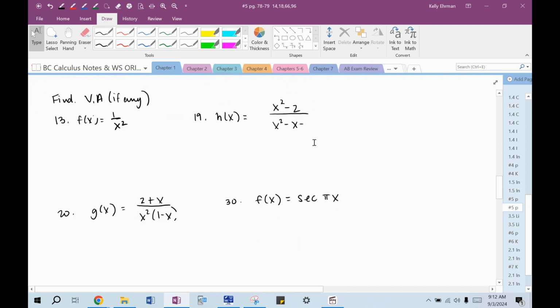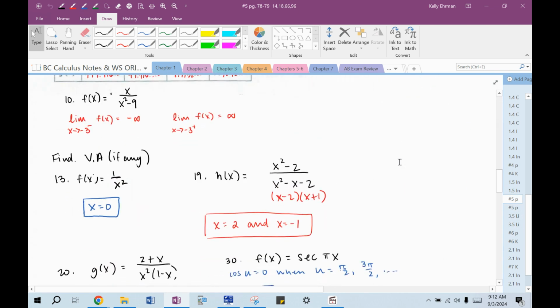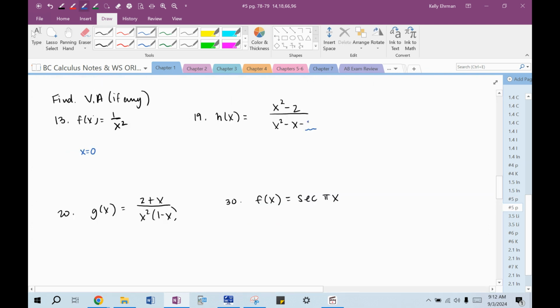Find vertical asymptotes, if any. So this should be pretty easy. We're just setting the denominator equal to 0. So here it's x equals 0. I erased this number. Let me see what this was supposed to be. I always do this key and then, there we go. It's supposed to be minus 2. I do the key and then erase my work, so I can do this.